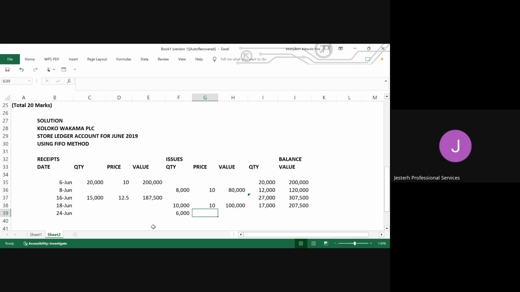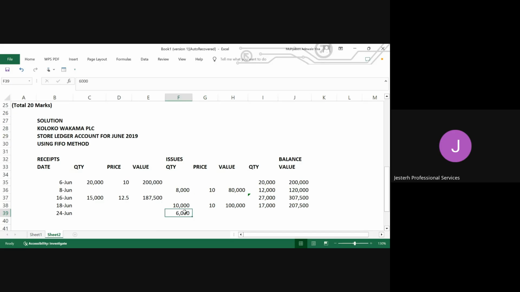Now, our old stock still remains 2,000 units at the price of 10 naira per unit. And then on the 24th of June, we are issuing out 6,000. First things first, we need to consider all the old stock first before we consider the new stock. Now, remember, from the old stock we are still left with 2,000. It means we need to consider the first 2,000 first.